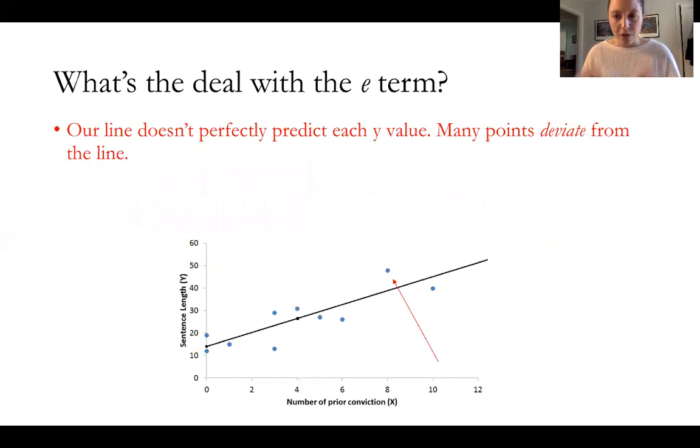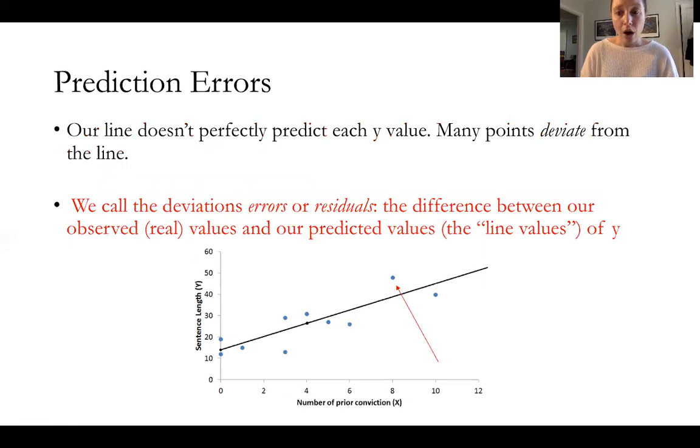So what is the deal with the E term in the y equals a plus bx plus e equation? Let's talk about that. As you could see, our line does not perfectly predict each value of y, right? Many of the data points are deviating from that line. So there's a lot of space between the data point and the line here. There's a little space between the data point and the line here. We call these deviations errors, or sometimes residuals. Think of the word residual as the leftovers.